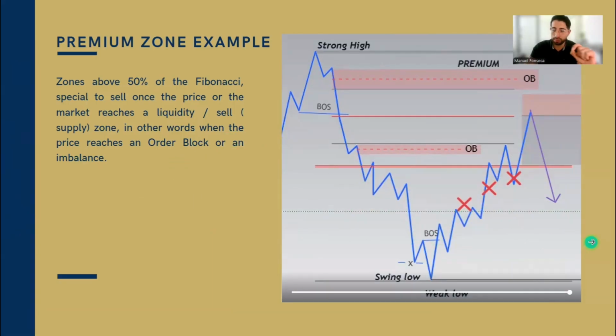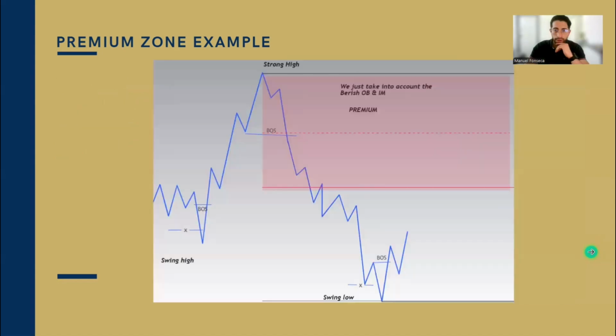Okay, these are the premium zones. Premium means expensive, and expensive means selling. Perfect. Here is an example. We have here a complete range, liquidity taken. We have the BOS, we have liquidity taken, BOS, and here we have the end of the range. So again, our goal as professional traders is to understand that the order blocks and imbalances that may work in this scenario are the order blocks that appear in this 50%.